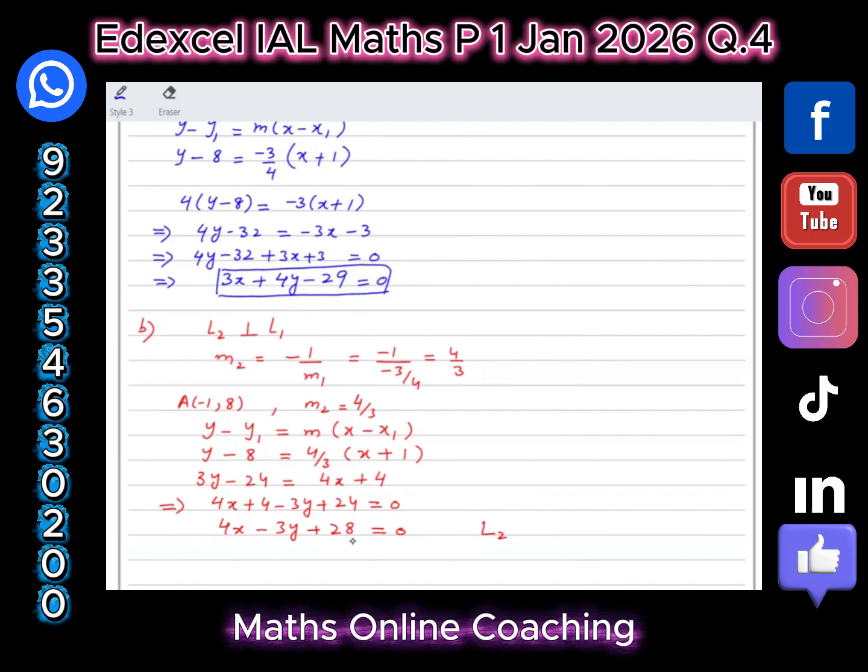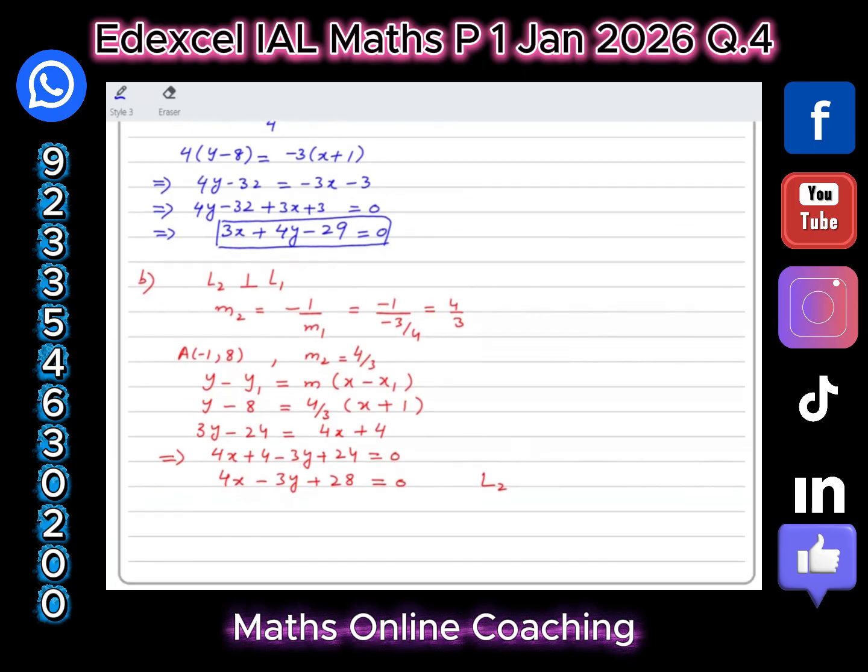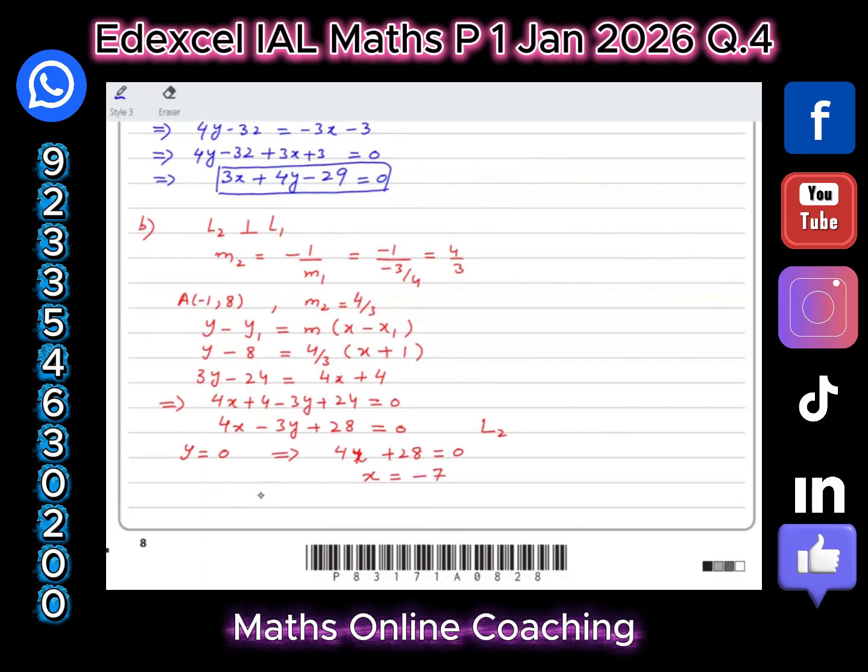Now we have to find the point where L2 cuts the x-axis. For the point on the x-axis, put y is equal to 0. It gives 4x plus 28 is equal to 0, and x is equal to minus 7. So the point C will be (-7, 0). This is the point where L2 cuts the x-axis. This is the solution to part B.